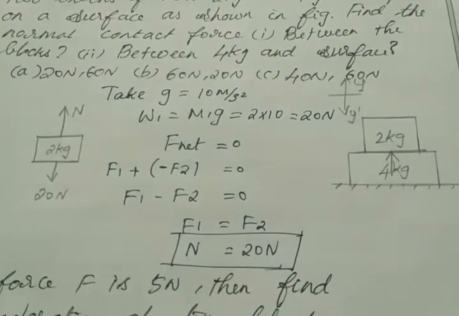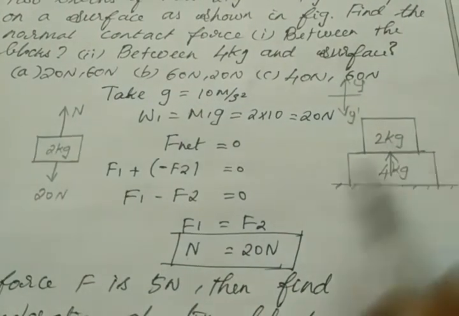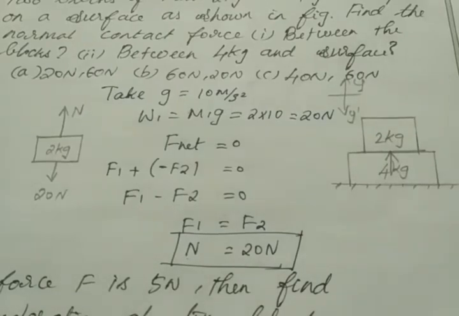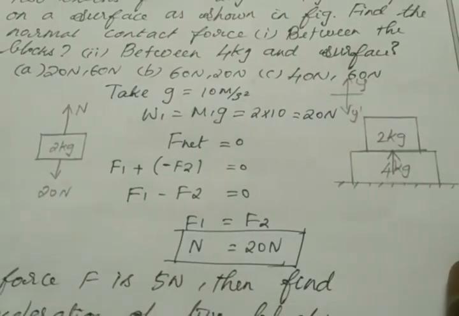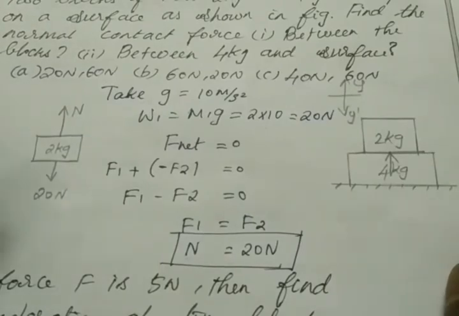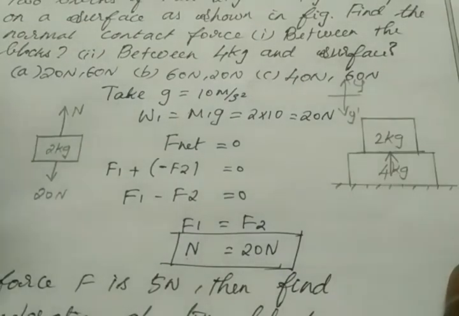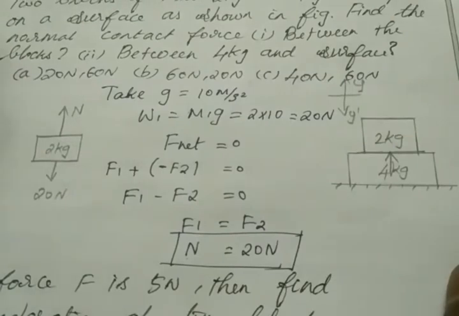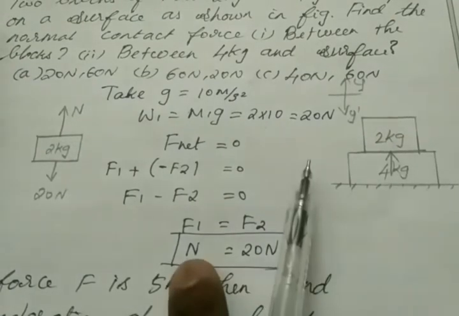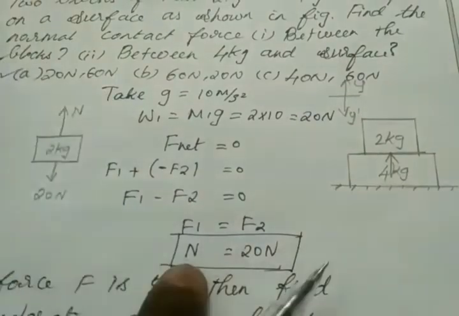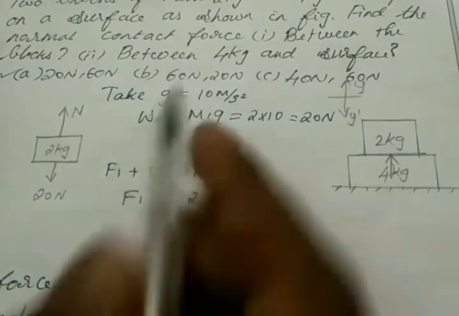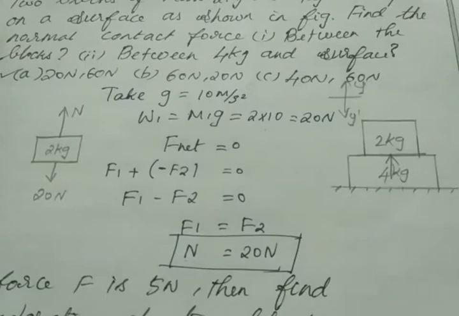Clear? So what is the force acting between these two blocks? 20 Newton. Why do we take it? The force is equal to weight because no net force is acting on the object, so it must be in a balanced condition. It did not move; it is at rest. So whenever an object is at rest, the weight of the object must be equal to the normal force. Clear? So option A is correct. We have 20 Newton. Okay, so let's see between the 4 kg and the surface.